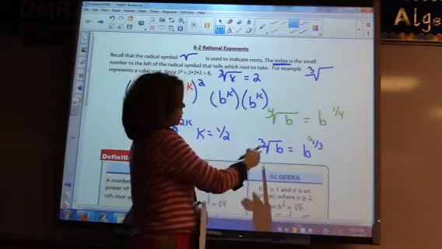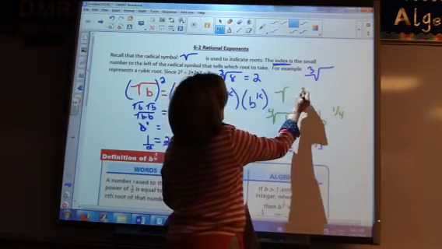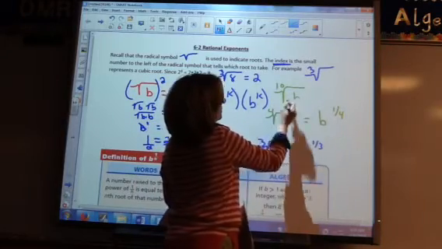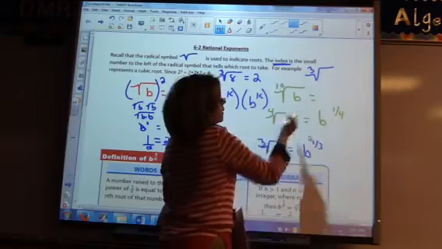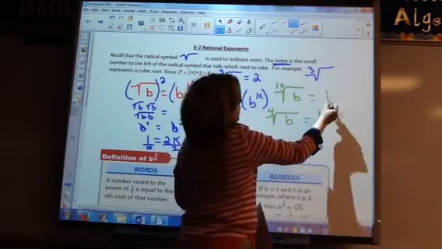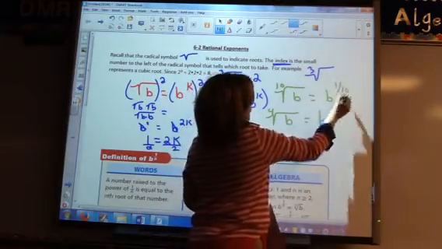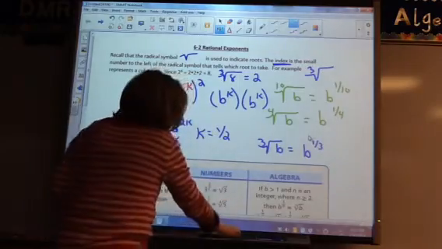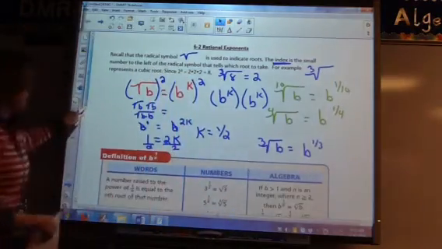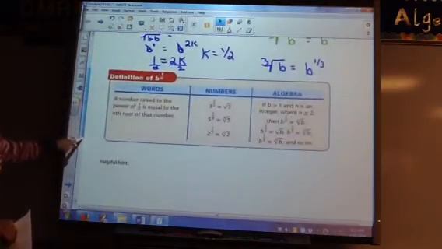1/4. Y'all see why I'm showing you this? What if we had this? What does that equal? What's our exponent? B to the 1/10. Okay? So that's how we come up with this definition here, what you're going to start practicing today.